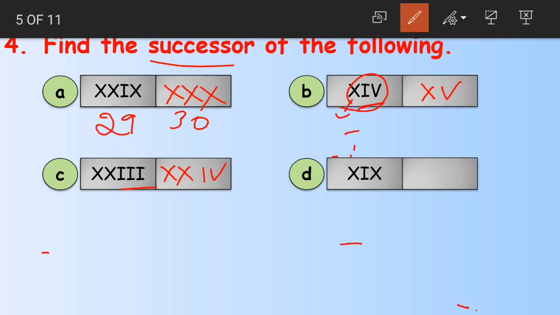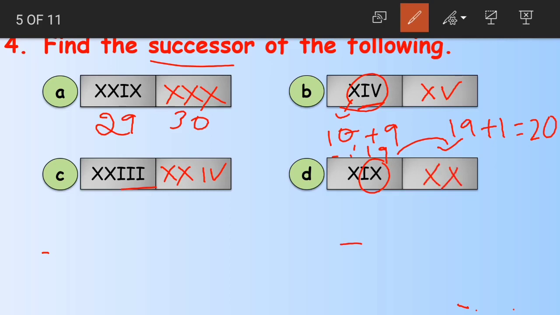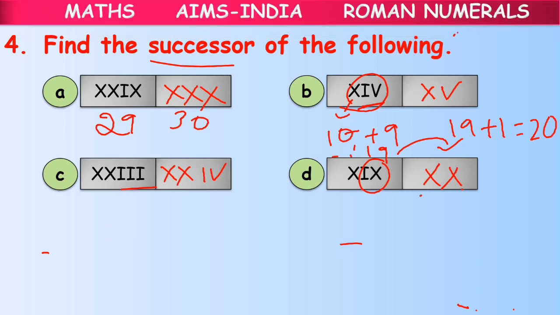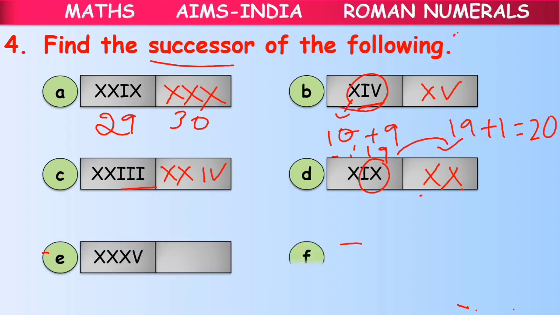Again, X here stands for 10 and IX means 9. So 10 plus 9 becomes 19. Now coming to the successor of 19, it is 19 plus 1, which is equals to 20. Now how do we write 20 in Roman numerals, children? We write it as XX. XX is equals to 10 plus 10, which is equals to 20. I hope this is clear, children. Okay. This was about the successor.